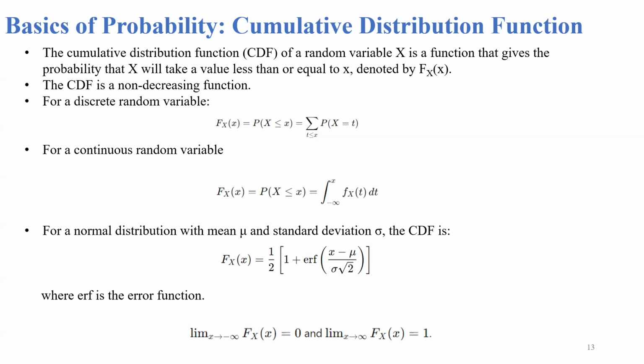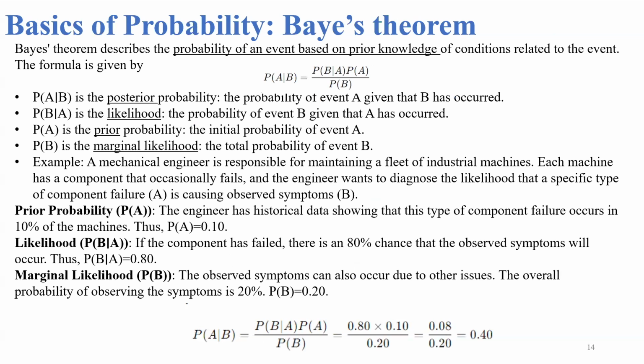For a normal distribution with mean mu and standard deviation sigma, the cumulative distribution function is given by the error function. We don't have to derive it, but this is something you should know: what is the cumulative distribution function?